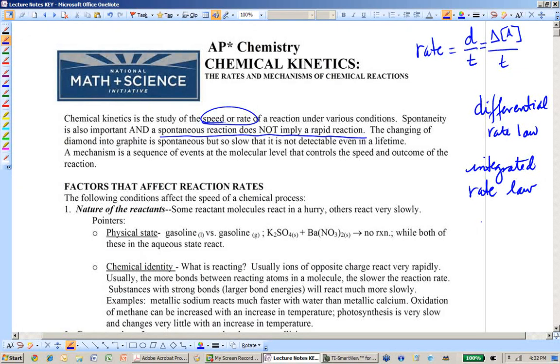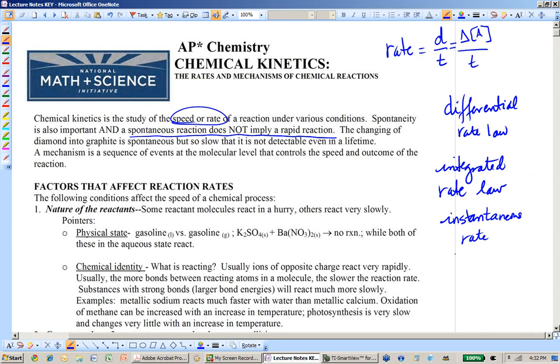We're also going to talk about instantaneous rates. We're going to actually talk about that one first. Instantaneous rates. We're going to talk about relative rates. And we're finally going to talk about calculating activation energies.